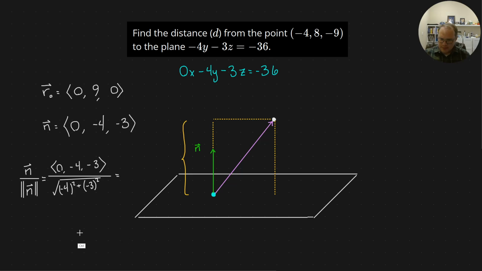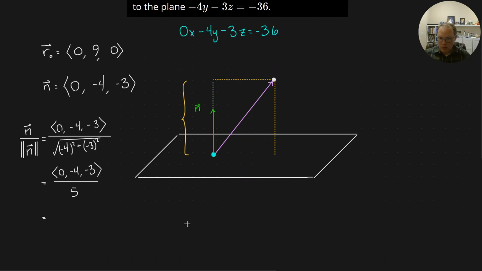So I get 0, -4, -3 divided by 5. And if I multiply that 1/5 through, I get 0, -4/5, -3/5. So that is a unit vector pointing in the same direction as the normal vector.